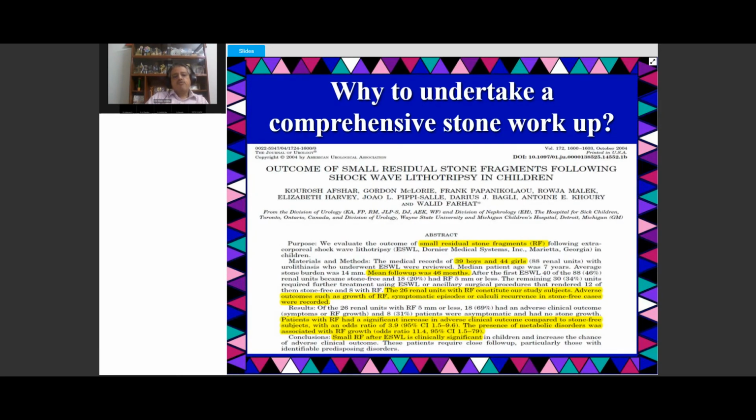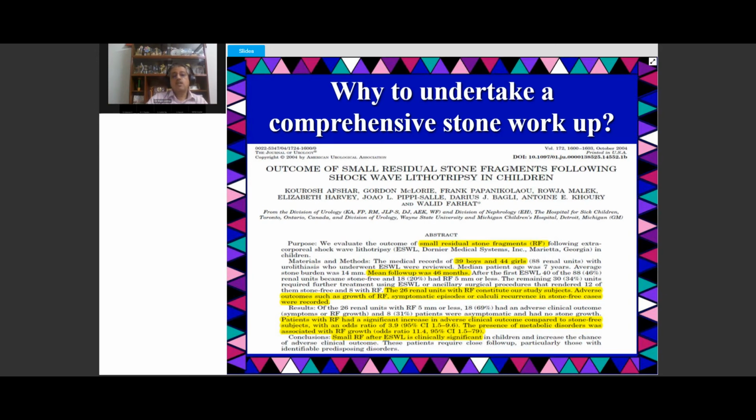This is a very important study. Why? Because it gives us 2 messages. Basically, they looked after stone treatment for any residual stone fragments, and they found that even small residual fragments are important. These children have increased chances of further significant stone problems, and this increases if you have an underlying metabolic etiology. So this slide gives you 2 messages. One is that even small residual fragments require regular follow-up. Secondly, identifying the metabolic etiology will prevent the small problem from becoming a big problem in future.